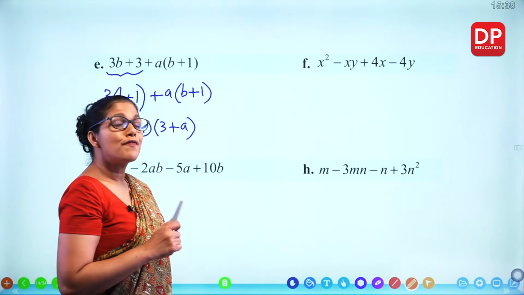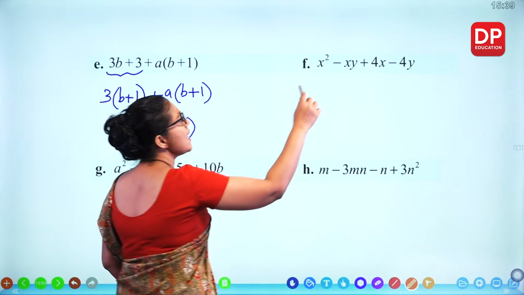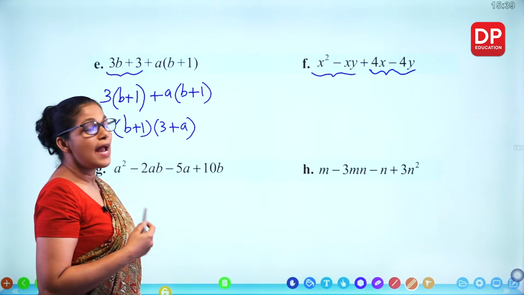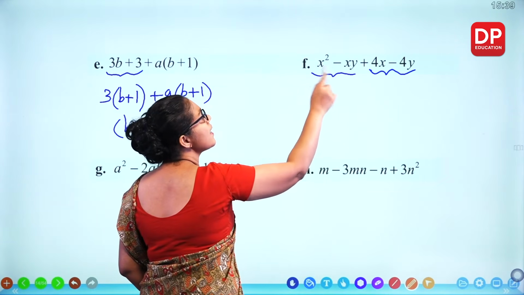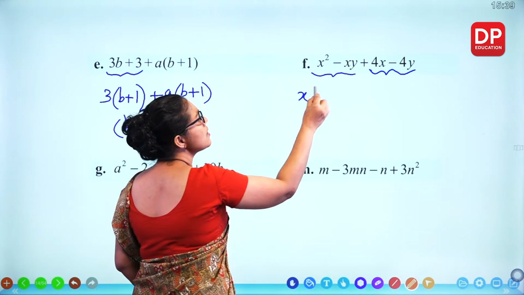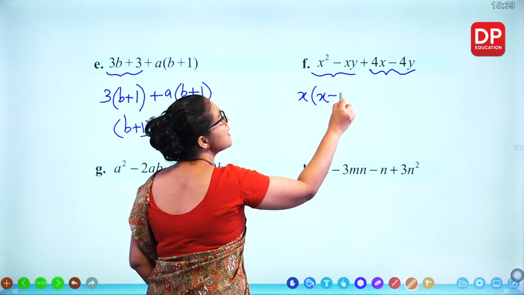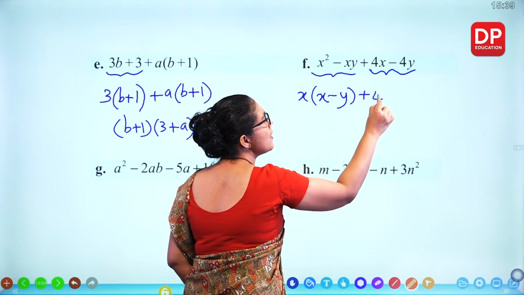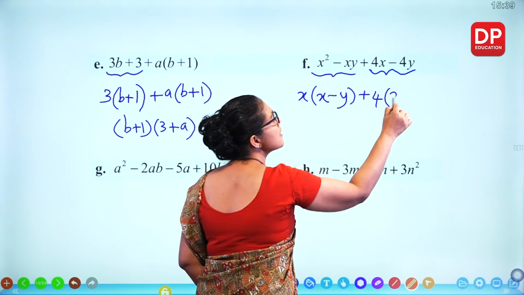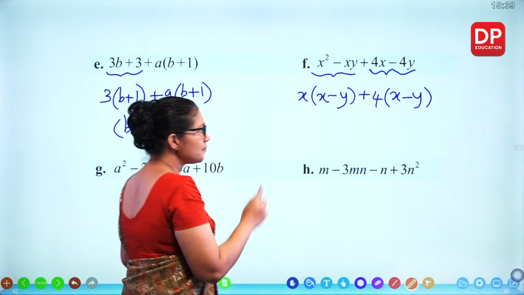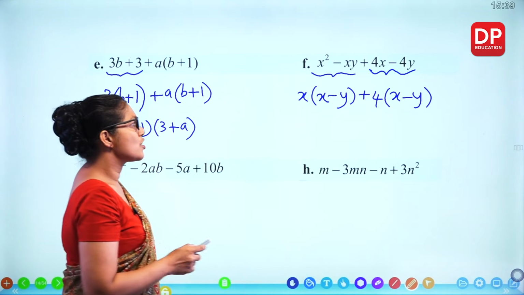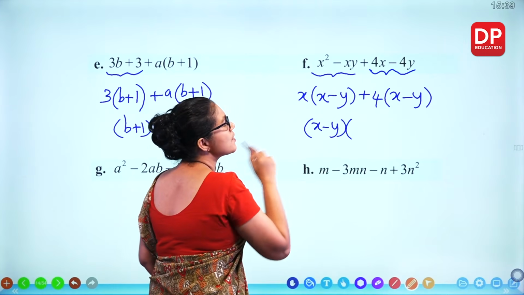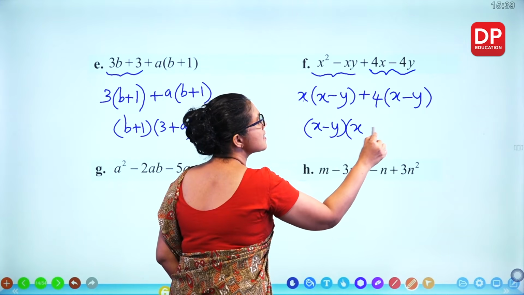Part F, you have to factorize separately. So when you get 4 terms, what's the method? We take 2 at a time. So I'll take first 2 and last 2 separately and try to factorize. So here I can see x is common. Take it out. What's remaining? x minus y. In this one, plus 4 is common. Take it out. You get x minus y. Now you get 2 expressions and x minus y is common to both of these, and what's remaining? x plus 4.